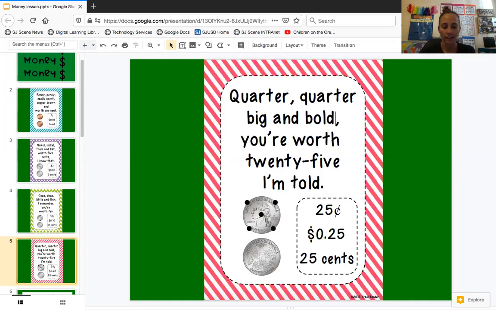All right. Last one. Quarters. Quarters are worth 25. So here, black dots, we can count 5, 10, 15, 20, 25. Now, if we had black dots here, we could keep counting. So 5, 10, 15, 20, 25, 30, 35, 40, 45, 50. Quarters. Ready? Quarter, quarter. Say with me. Quarter, quarter. Big and bold. You're worth 25, I'm told.